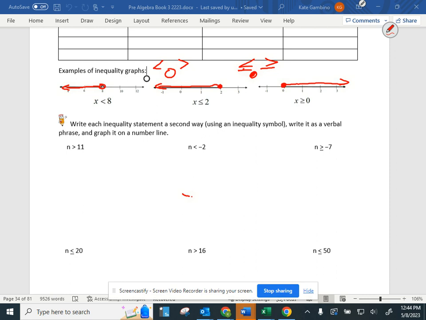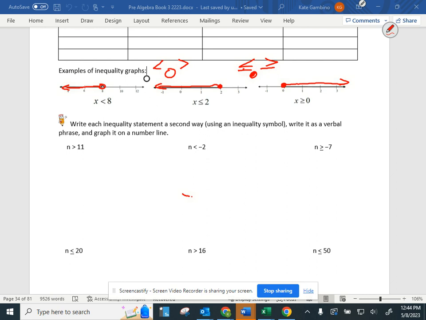Is that making sense? The circle is always above the number. If it can be equal to that number, you fill it in. If it cannot be equal to that number, it's an open circle. Your arrow points in the direction of what your numbers can be. If it's less than that number, it goes to the left. If it's greater than that number, it goes to the right.